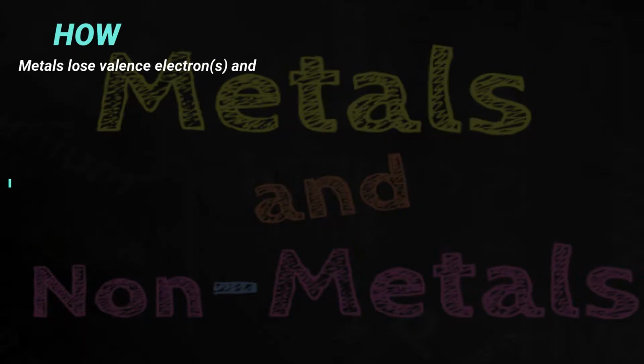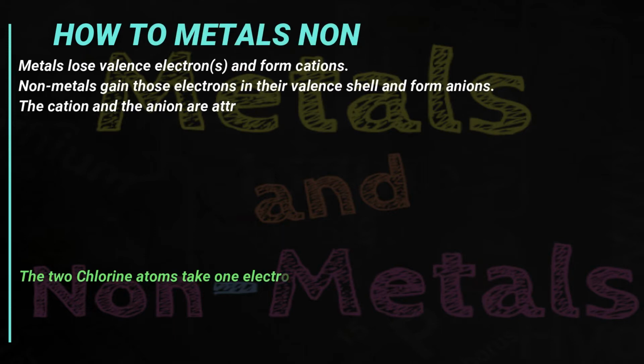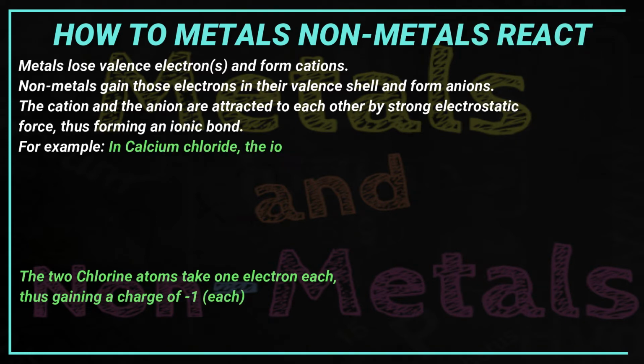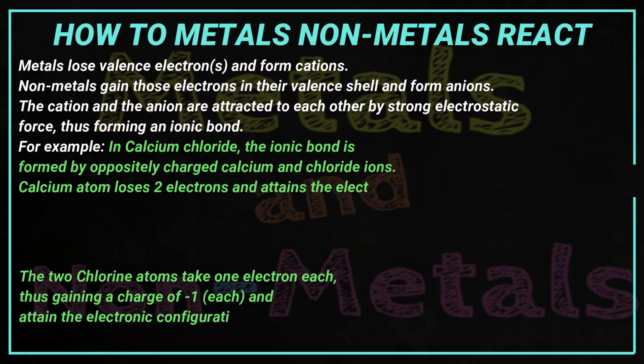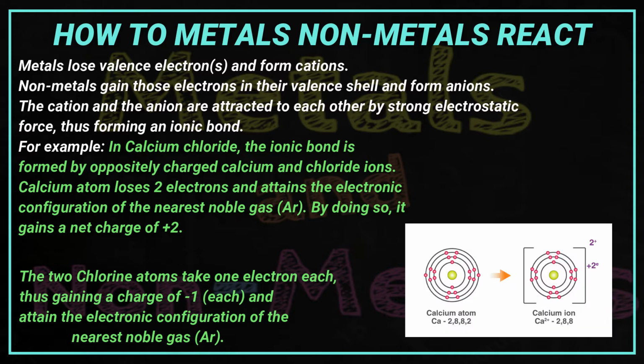How do metals and non-metals react? Metals lose valence electrons and form cations. Nonmetals gain those electrons in their valence shell and form anions. The cation and the anion are attracted to each other by strong electrostatic force, thus forming an ionic bond. For example, in calcium chloride, the ionic bond is formed by oppositely charged calcium and chloride ions.